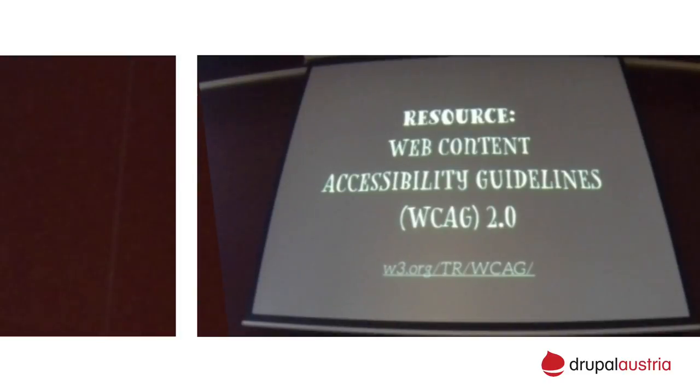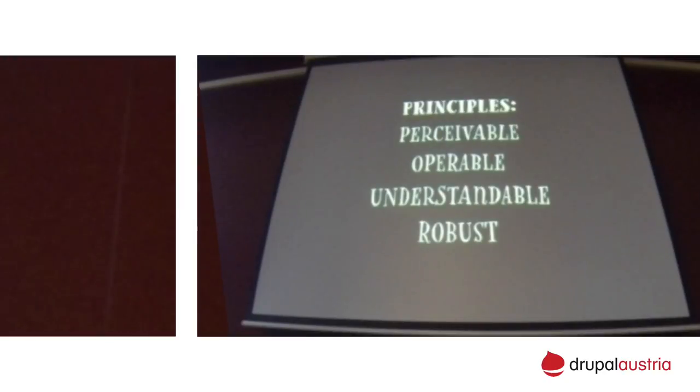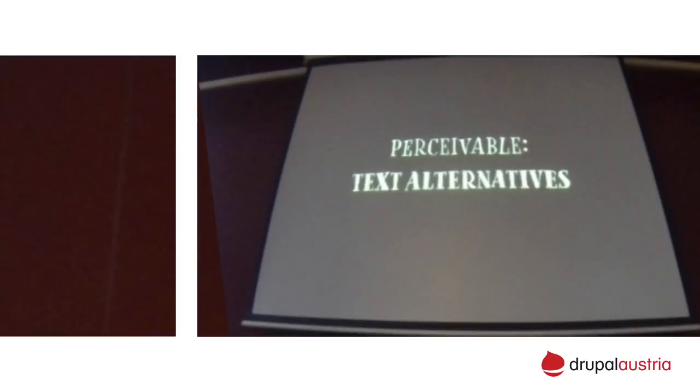So they are at w3.org/TR/WCAG, and it consists of four principles that need to be met to make sure that your website is accessible. And that's perceivable, operable, understandable, and robust. Those four main principles are there. And I have a few examples out of those principles. Those are not all the examples that we have in there, but some of the broader ones.